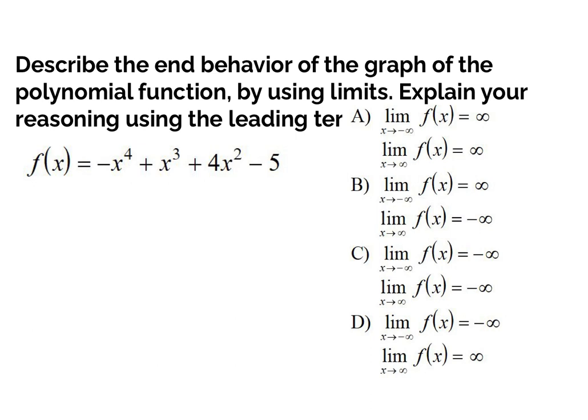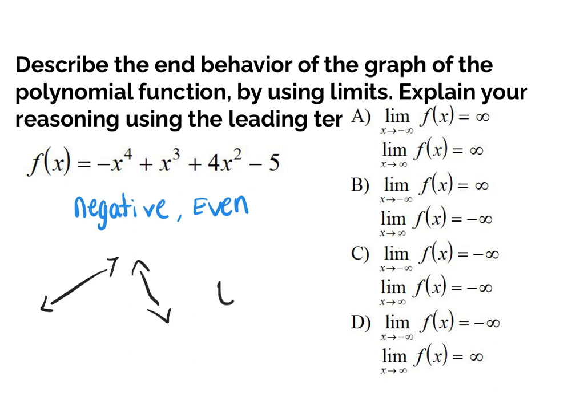We want to determine the end behavior of the graph using the leading term test. I know that the leading term is negative, and I know that the degree is even. Now, I don't have the chart memorized, but I do have a trick to help me remember. I am really good with my linear functions, and I'm pretty good with my quadratics, my parabolas.